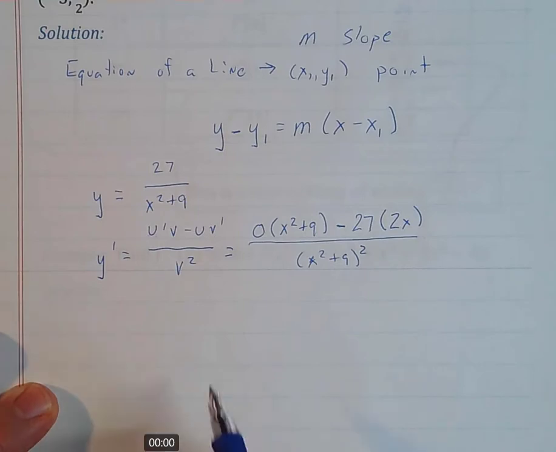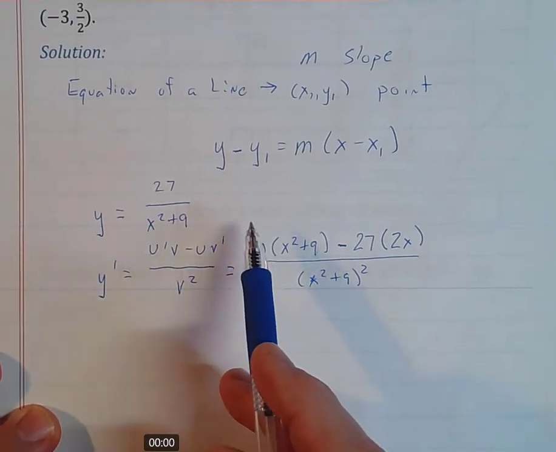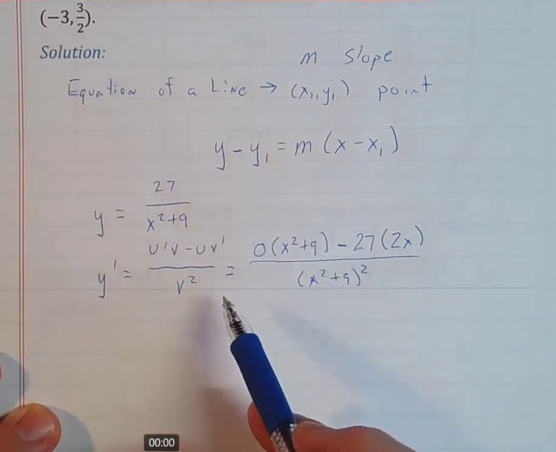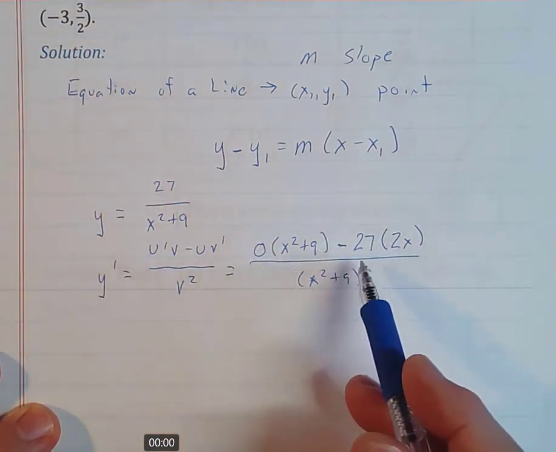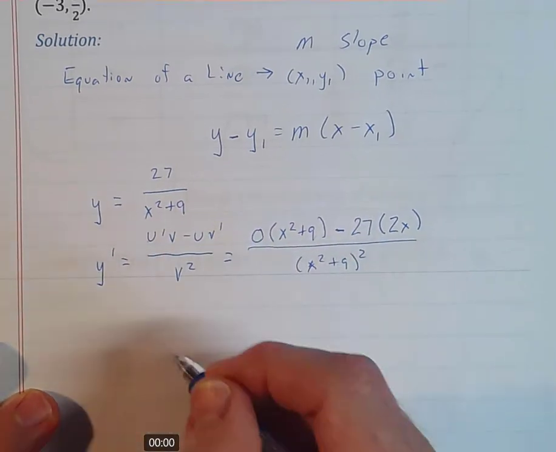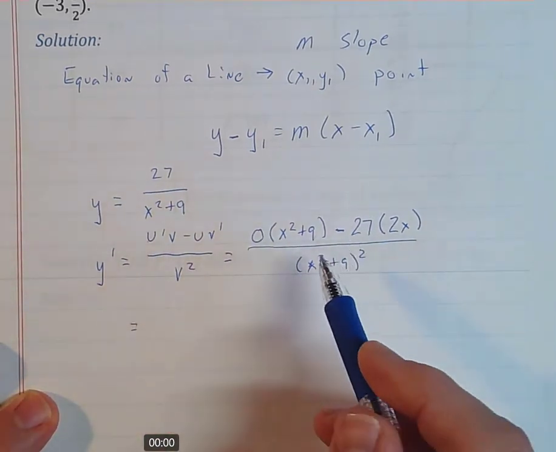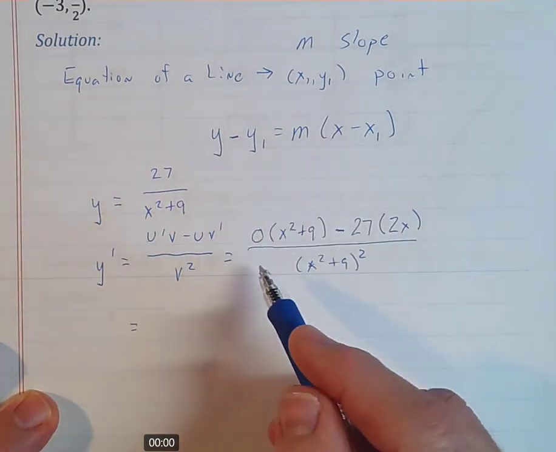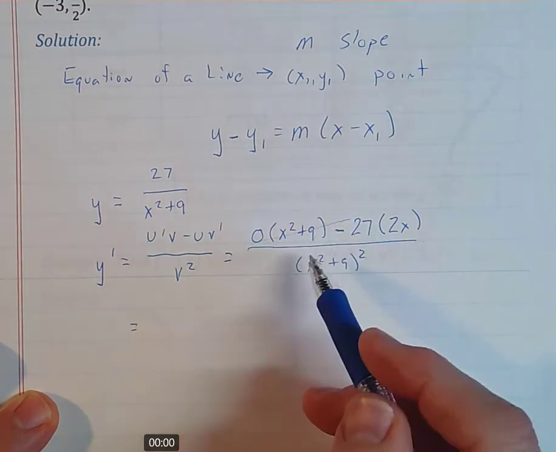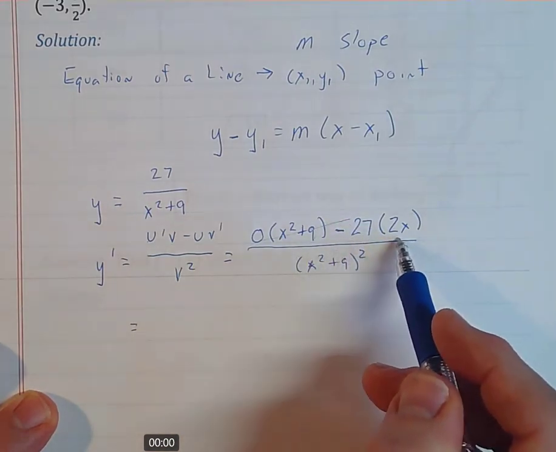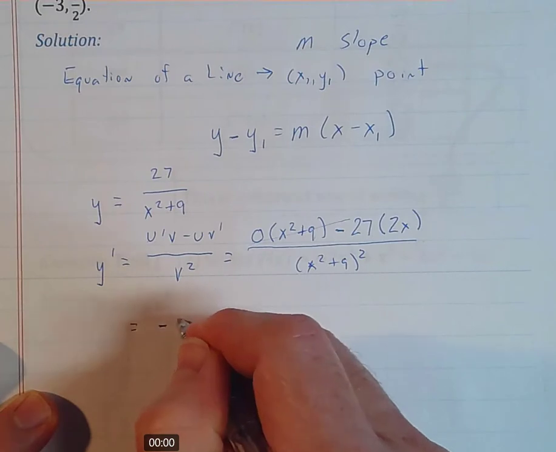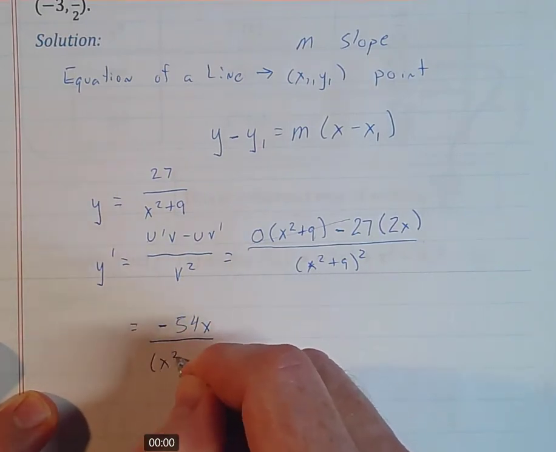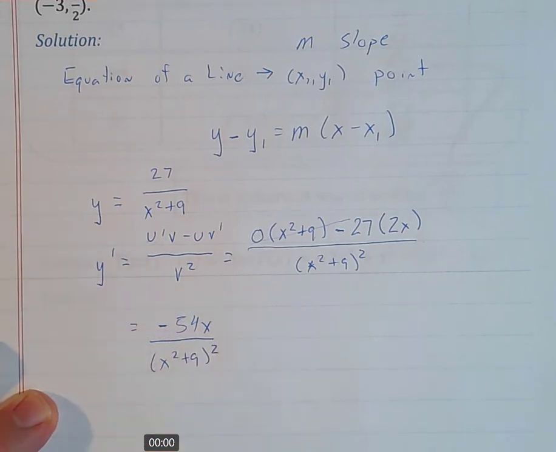Okay. So, I know that I'm about to plug -3 into this thing. And you could just do it right here. But maybe I'll simplify things a little bit first. It's not absolutely necessary. You could just plug the -3 in place of x here and see what you get. But I'm just going to simplify it. This part here is just 0. -27 times 2x is going to give me -54x. That goes over x squared plus 9 squared.